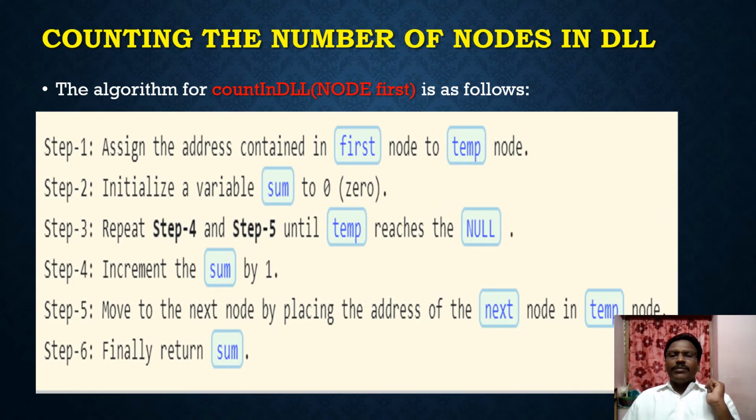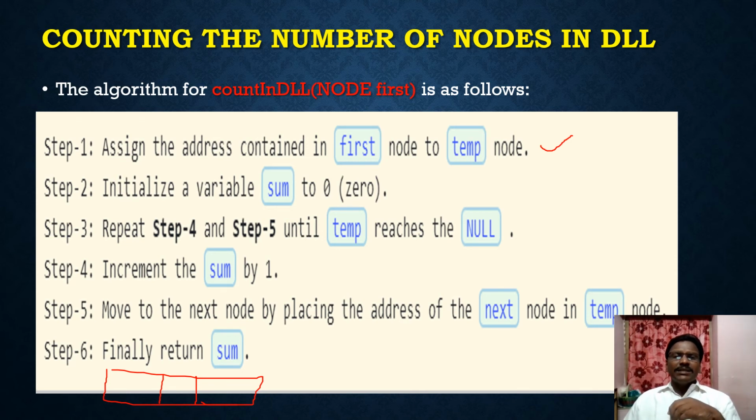Counting the number of nodes in a double linked list. In the existing double linked list, a number of data values are stored. Again, I am choosing 3 values. Okay. Now count DLL nodes. First the algorithm. Step 1. Assign the address contained in the first node to temp. It means after the statement execution, temp and first are representing the same position.